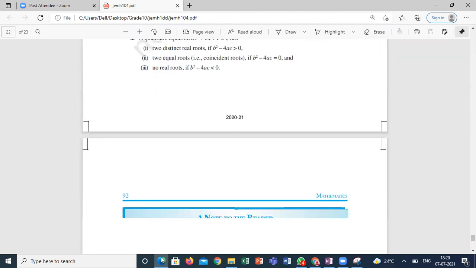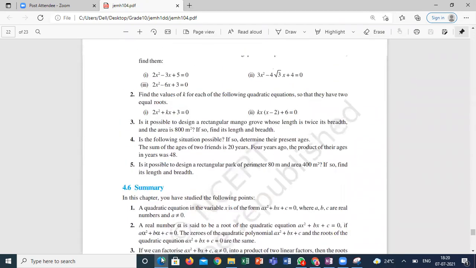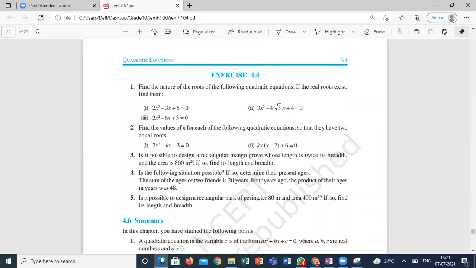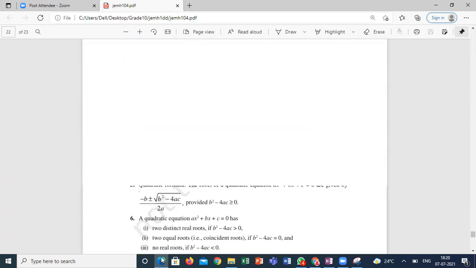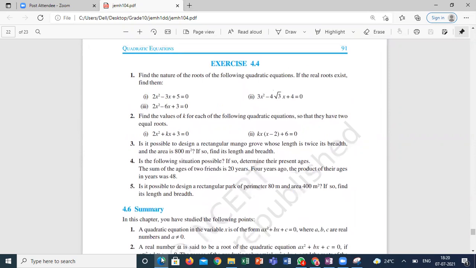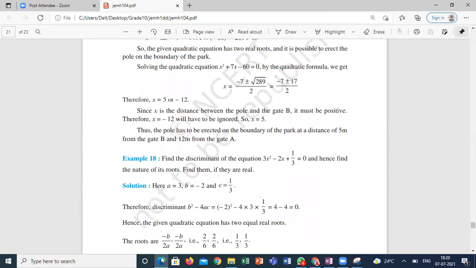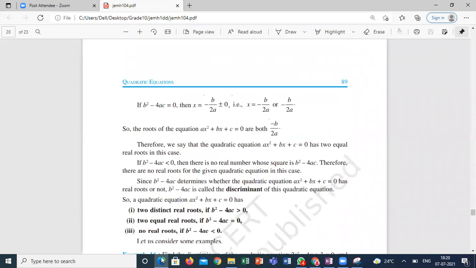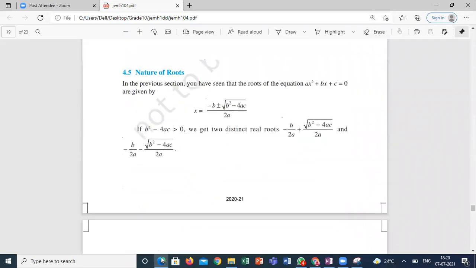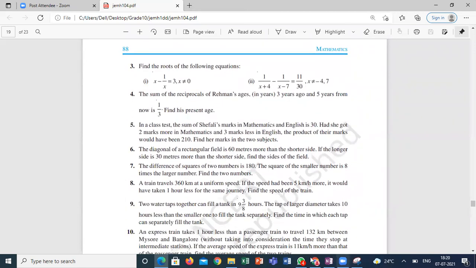I think one more session and we are going to wind up this chapter. Just the nature of the roots, that's it. Nature of the roots discussion is done, am I right? Distinct roots, equal roots, no real roots, all these things we have done. Only thing is we have to do some numericals over this. Okay, shall I go for the fourth question?